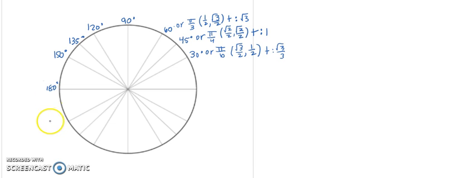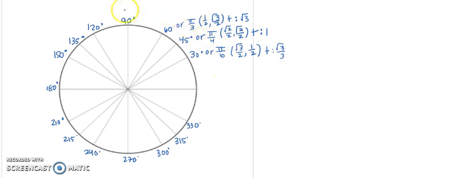180. 180 plus 30 is 210. This ends up being 225. I know this is 270. I'm going to take away that, so this is 240. And then this is 300. 315, and 330. Okay, and then let's go ahead and put our radians.